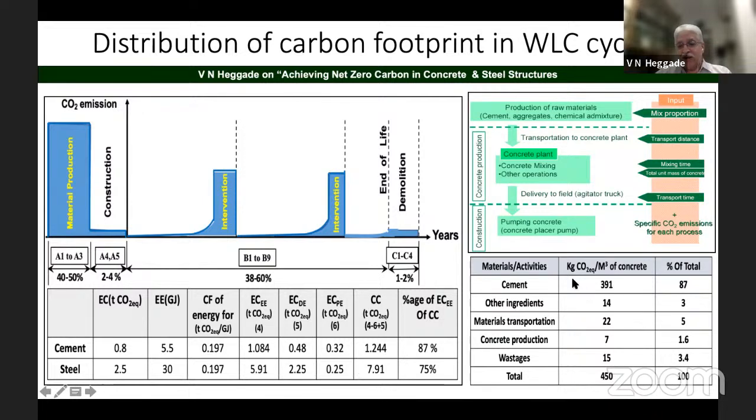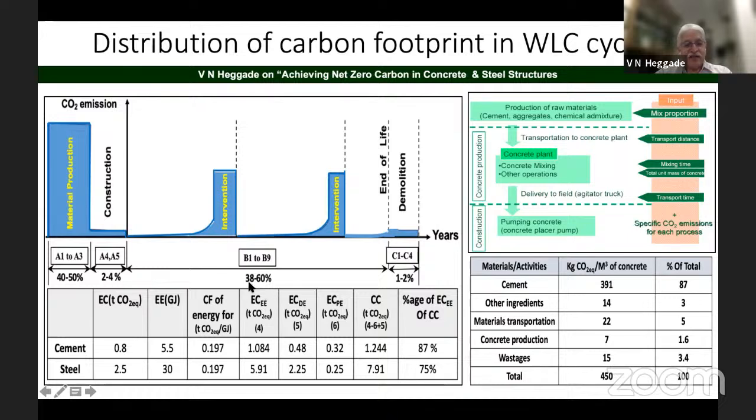Now, if you look at the concrete, even in concrete, 87% of the emission is because of the cement. So again, I come back to that. Cement and steel are responsible for emitting the maximum carbon dioxide into the environment in the built environment. Almost 90% of the carbon dioxide emission takes place because of cement and steel. Even demolition is around 1 to 2%. Construction is around 2 to 4%. The rest is because of maintenance as well as intervention.